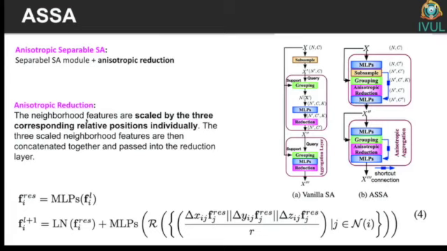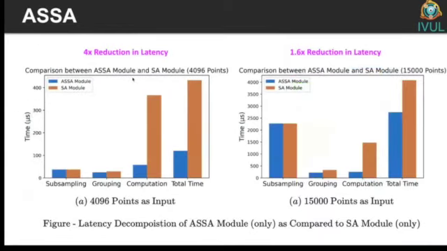It performs MLPs before the grouping, then queries the neighborhood features, then does the anisotropic reduction, followed by MLP layers. The two outputs of MLP layers are added together. We showed the latency decomposition of the vanilla ASSA module and the ASSANet module. We find that our ASSANet module has a 4 times reduction in the latency.